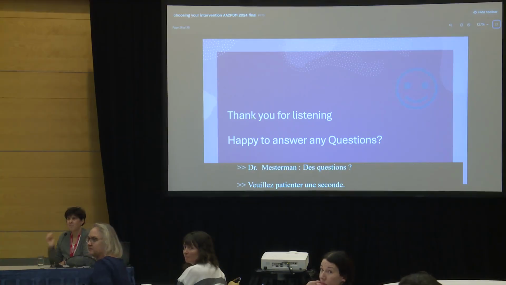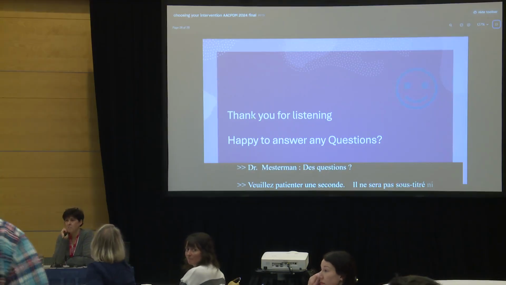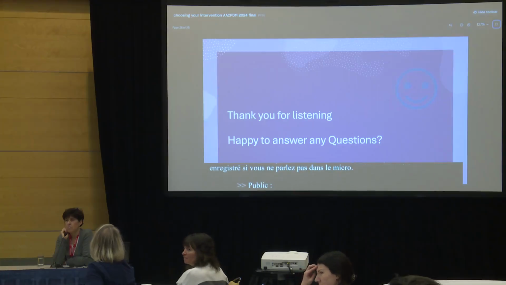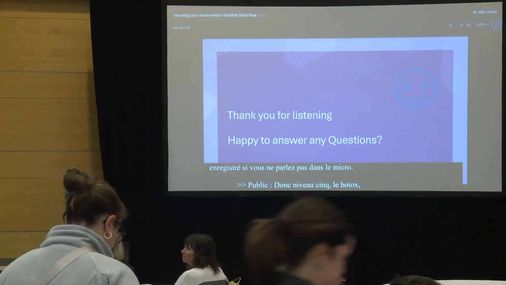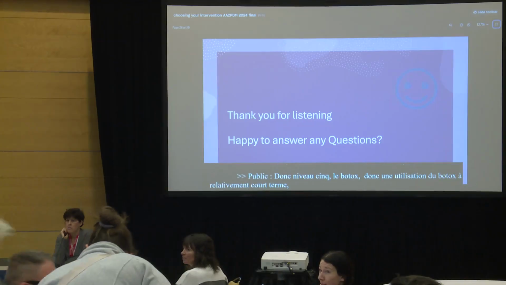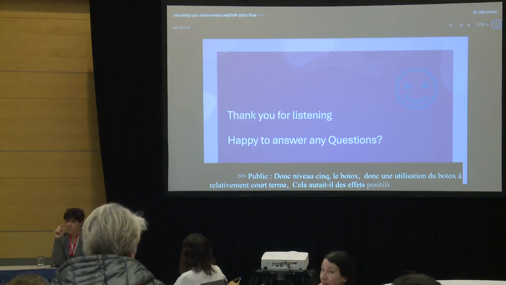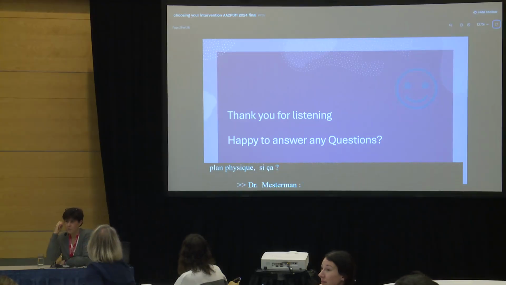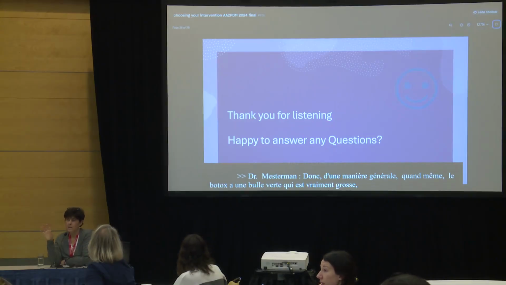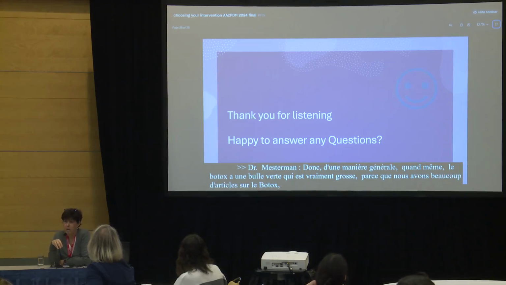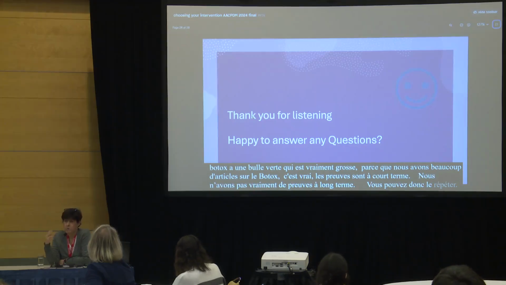So level 5, Botox, so relatively short-term use of the Botox, would that have long-term positive effects physically? Generally speaking, Botox has a green bubble that is really big because we have lots of papers on Botox, but the evidence is for short term. We don't really have long-term evidence, so you can repeat it, and we have lots of parents that feel there is value, especially for caregiving and well-being.